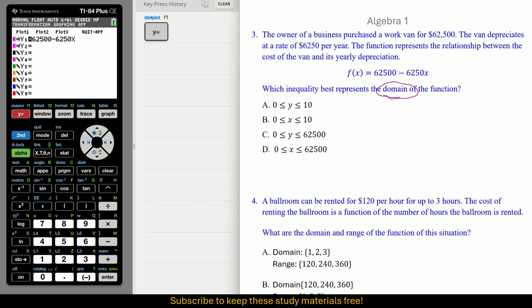And remember, domain implies x values. So you would mark out all your y's. And then also, domain is usually time, and our time is in years. And then the y, of course, will be the answer, the actual values as they decrease. But let's take a look at that.